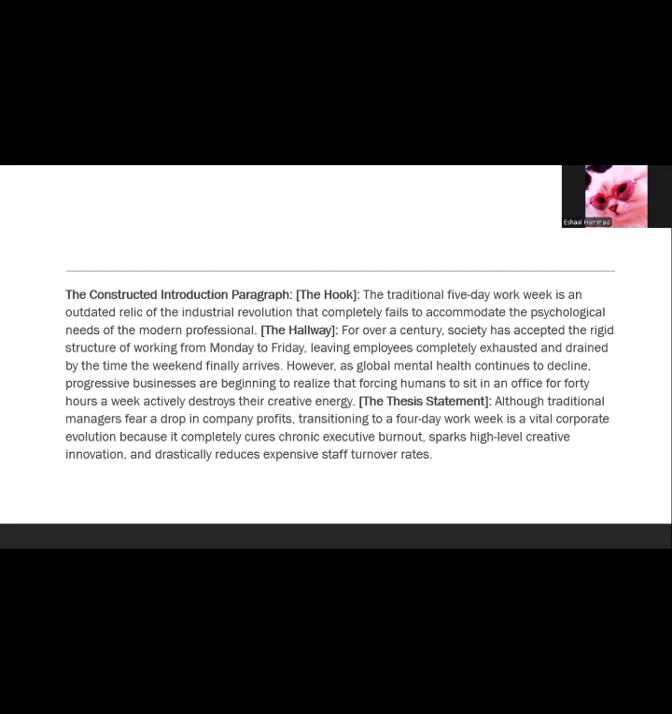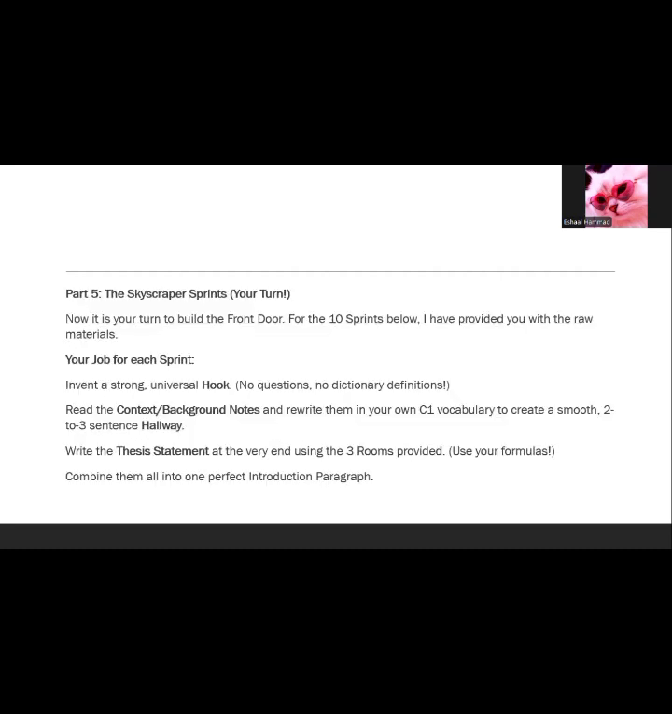Okay, so that was all for today, the 5 demos for today. Now we are going to move towards our sprints, and I hope that you have done a lot. Inshallah, you will be doing that. So our skyscraper sprint. Now it's your turn to build the front door for the 10 sprints below. I have provided you with the raw material, and your job for each sprint is to invent a strong universal hook. No questions.